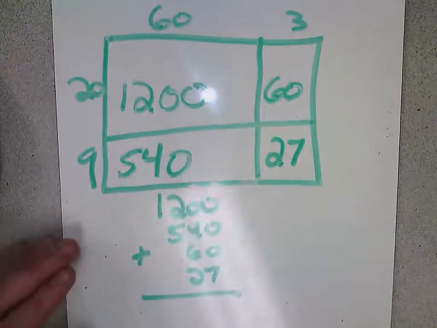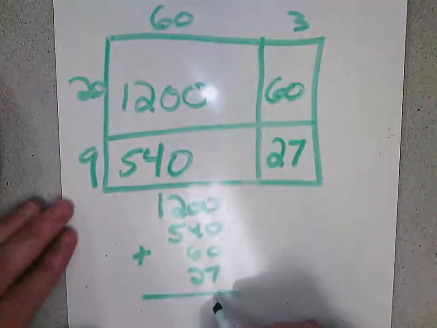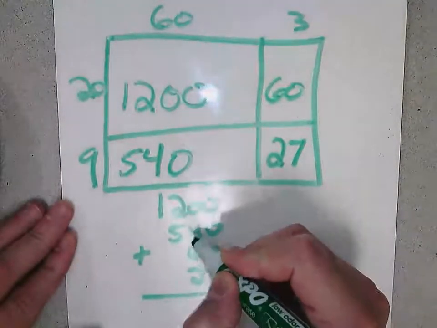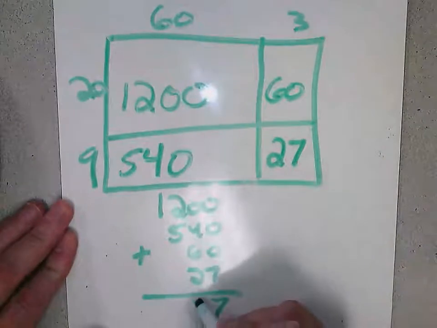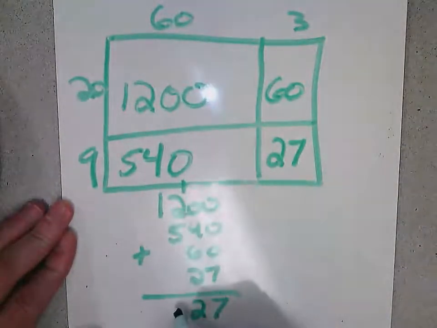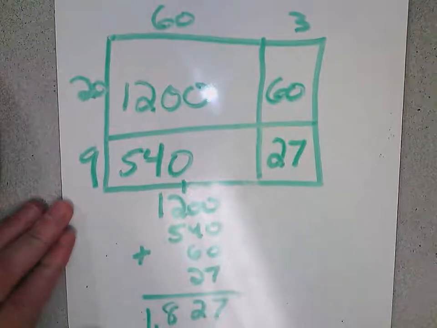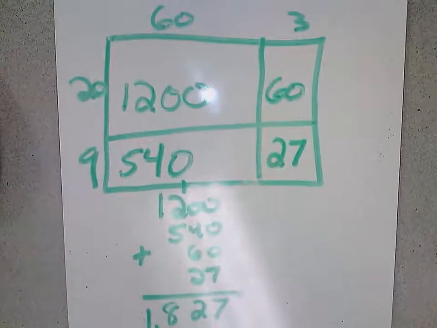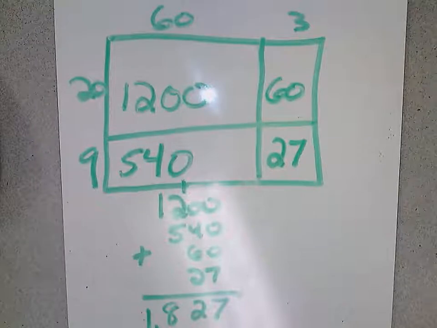Okay, so nothing plus 7 is 7. 4 and 6 is 10. Plus 2 is 12. Put our 1 up there. 3 and 5 is 8. And we drop down our 1, giving us 1,827. So again, everybody, this is just one of the strategies that we will be doing in class.